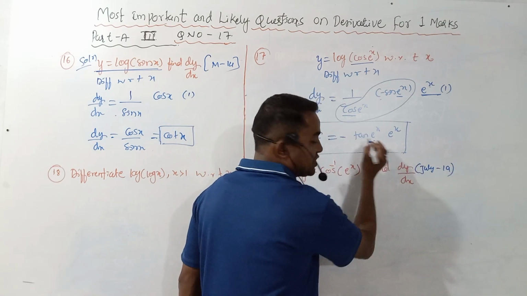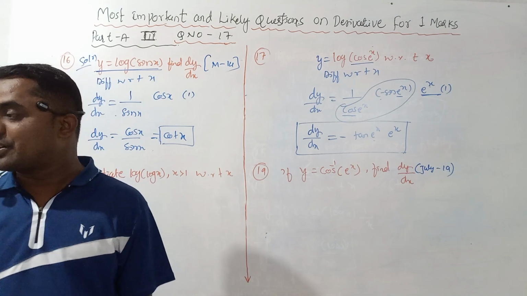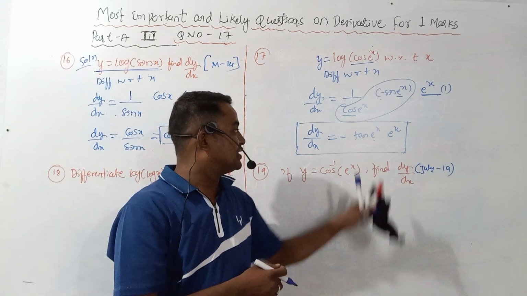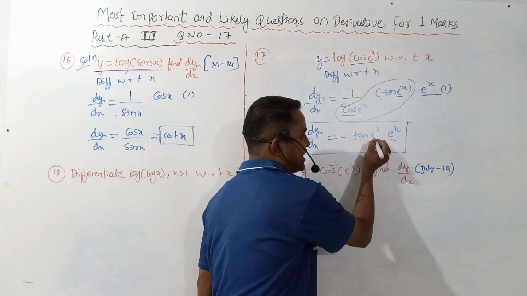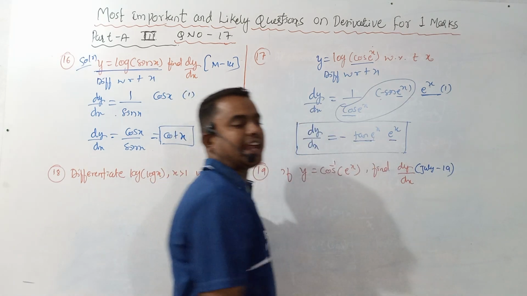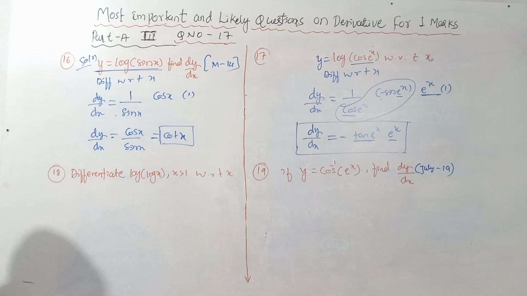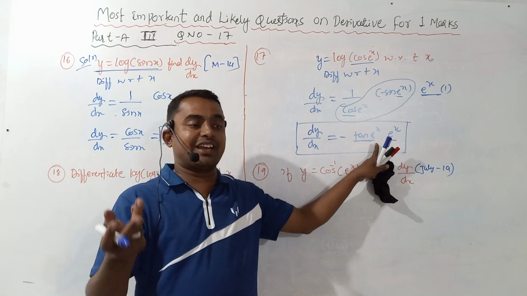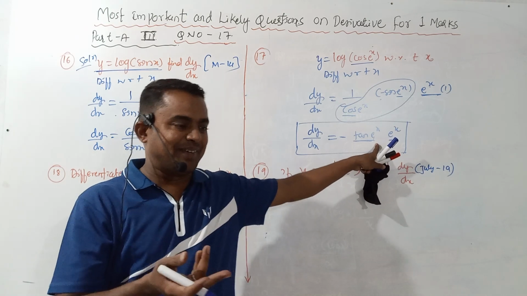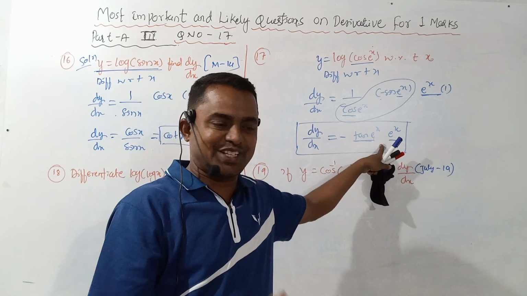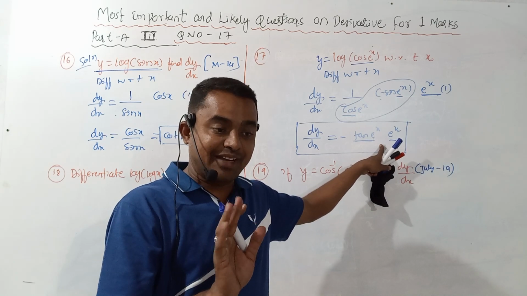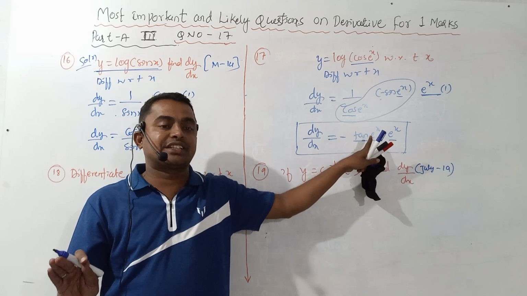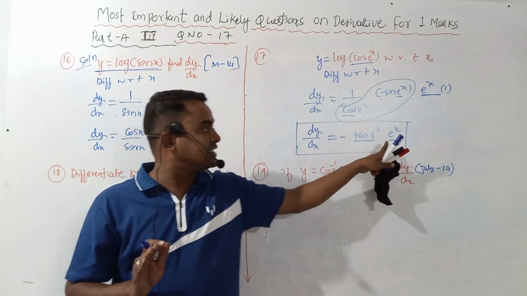Don't multiply this e raised to x into e raised to x. It is not possible. This e raised to x is different, and this e raised to x is linked with the tan function. You cannot write e raised to x into e raised to x because this e raised to x is linked with tan, while the other e raised to x is separate.